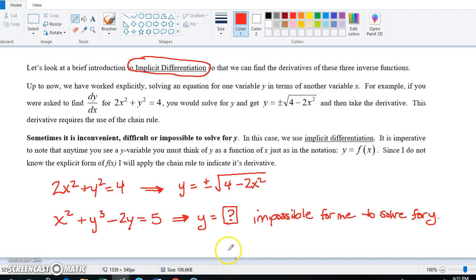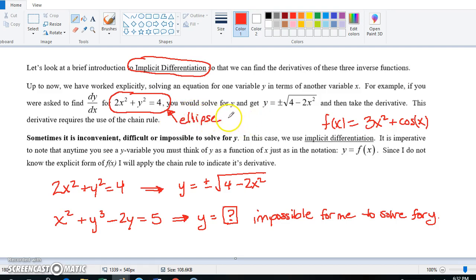Up until now, we've done explicit differentiation, meaning we have always had a function of x. So, you had 3x squared plus the cosine of x. Y is in terms of x. Sometimes we will be given a function that is not written y in terms of x. This relation, for example, is an ellipse.